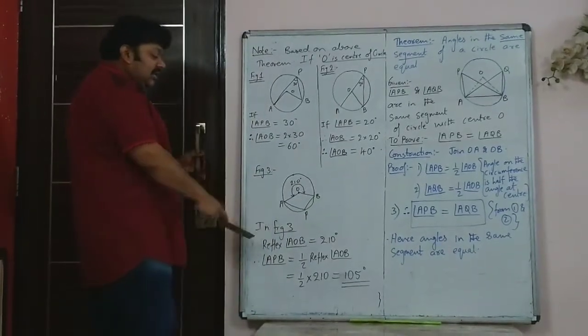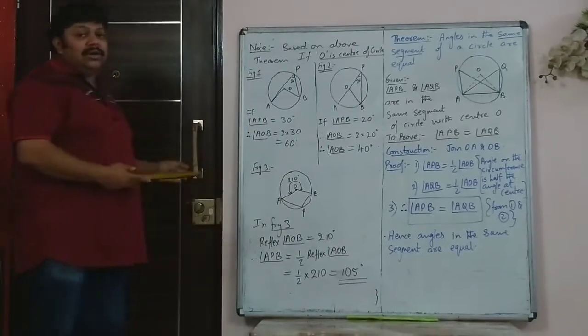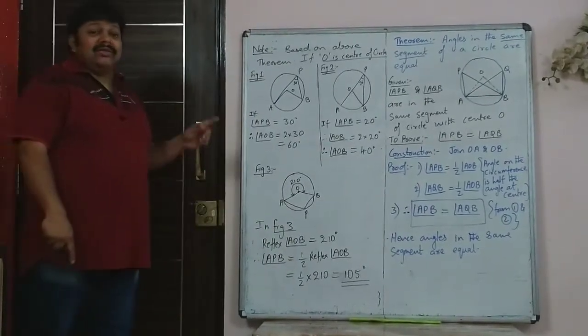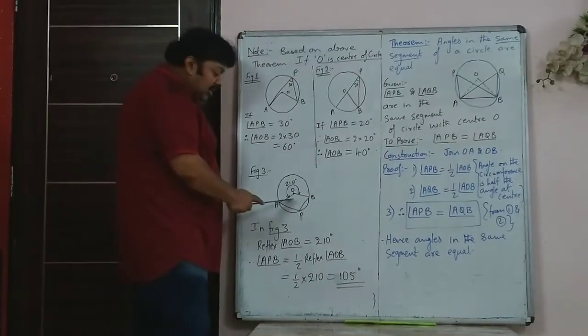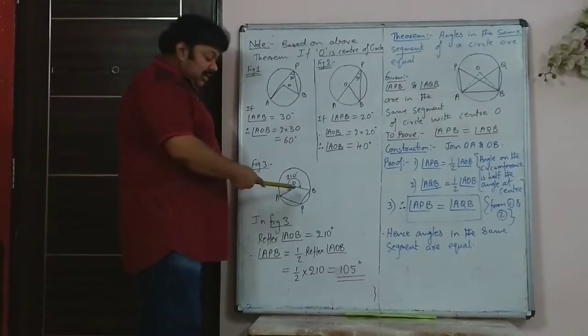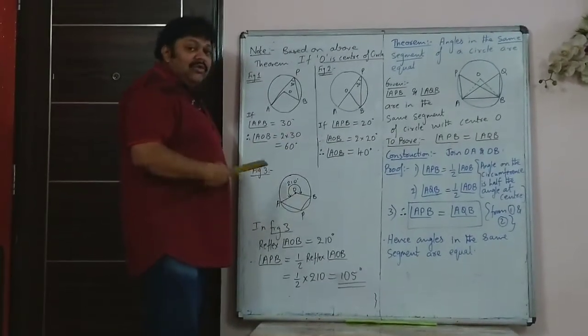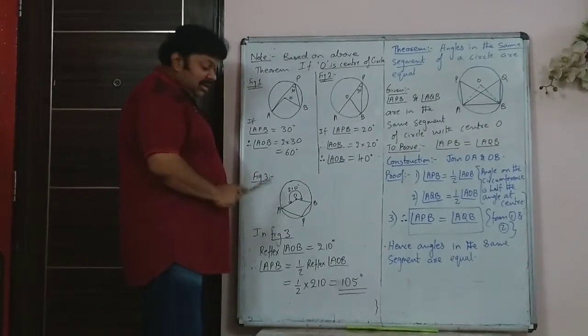And now for the third case, here if any angle at the center is more than 180 degree, then that angle is called reflex angle. It is not called angle AOB. Angle AOB would have been the smaller angle, that is 360 minus 210. So that angle AOB would have been actually 150 degree, but this is reflex angle AOB.